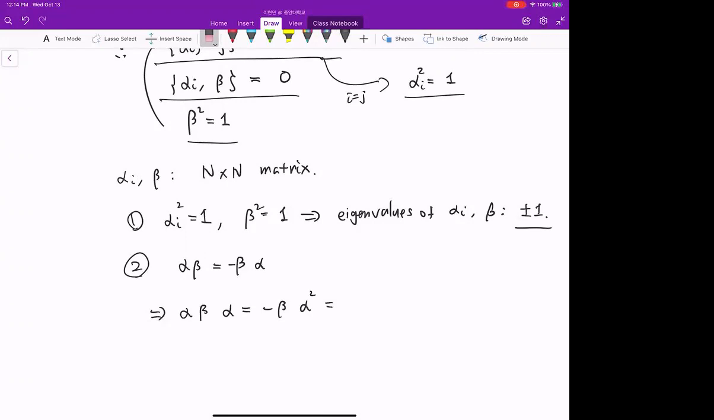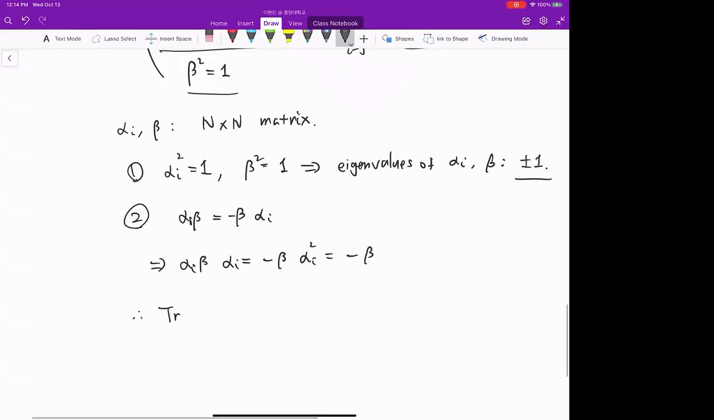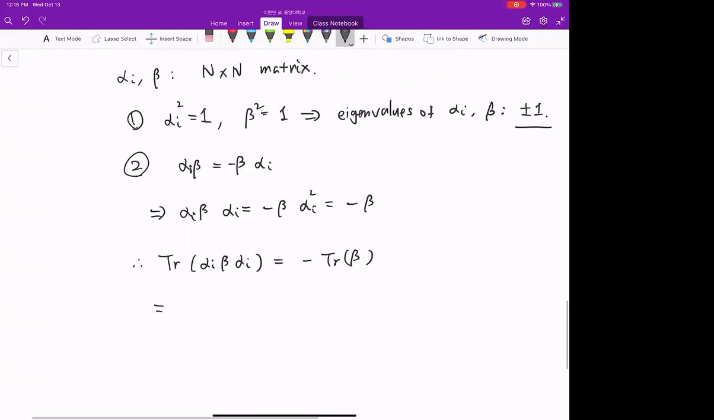Index must be here. Okay, so this is minus beta. And if you take the trace, then this is the minus trace of beta. But the trace doesn't depend on the cyclic permutation. So this is alpha i squared beta. Again, this is equal to the trace of beta. From there, you can say that the trace of beta is equal to zero.